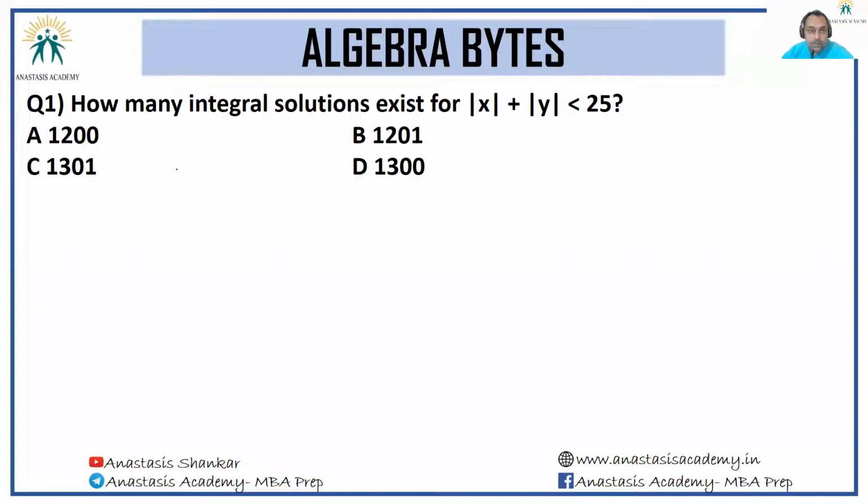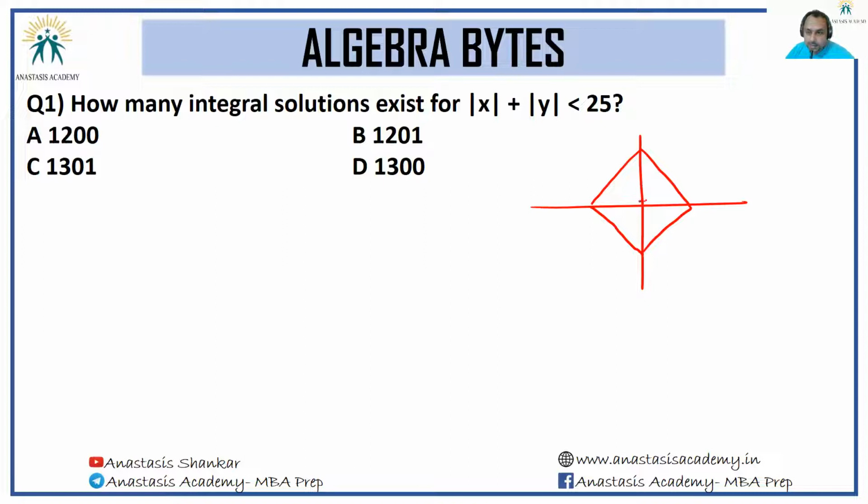Let's look at the solutions of algebra bytes now. How many integral solutions exist for mod x plus mod y is less than 25? Okay. Graph for this would be something like this. Cutoff points being 25 everywhere.